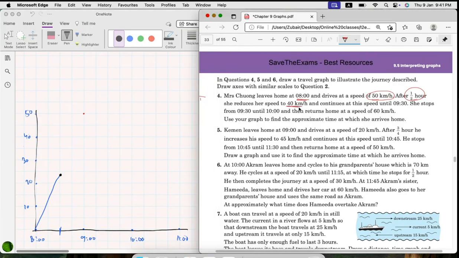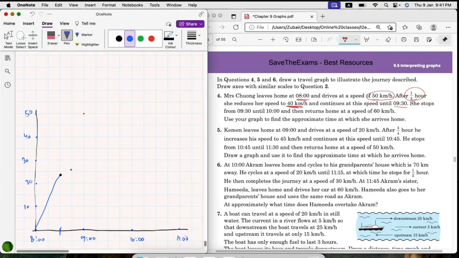She reduces her speed to 40 kilometers per hour and continues until 9:30. So 40 kilometers an hour. Now she's already at 25. 25 plus 40 gives me 65. This is 60, this is 70, and we can see 65 in between. So this is 25 already at 8:30, so at 9:30 it should touch this 65-kilometer mark. Getting it? You don't need this red point.